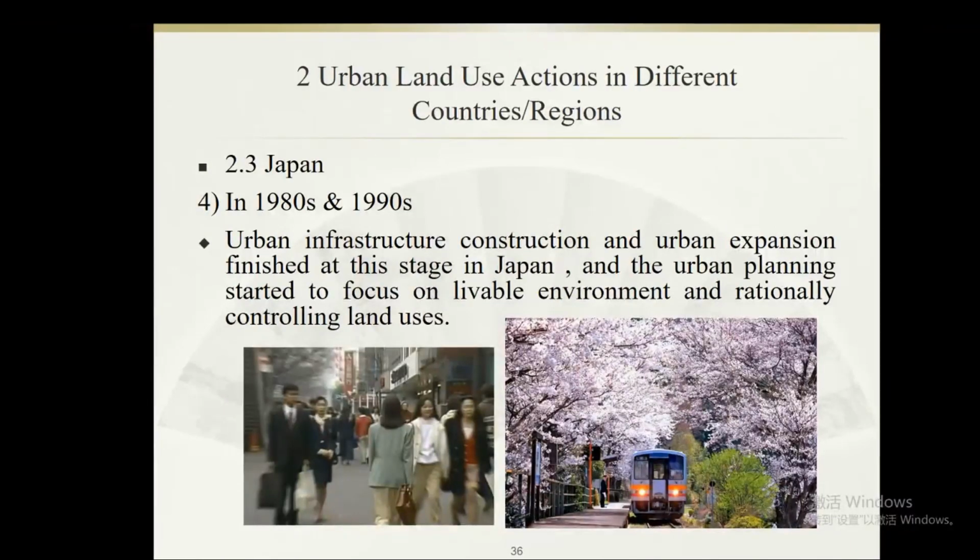Urban infrastructure construction and urban expansion finished at this stage in the 1990s. Okay? And urban planning started to focus on livable environment and the rational controlling of land uses. Okay? This is the picture taken in 1980. This is 1990. Okay. Now, the urban land use development in Japan was somehow stopped, after several decades of development. Okay. They have completed what they should do. Now, they are focusing on the environment improvement, the natural environment and the social environment. Okay.